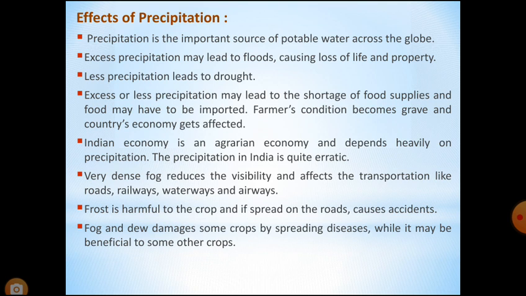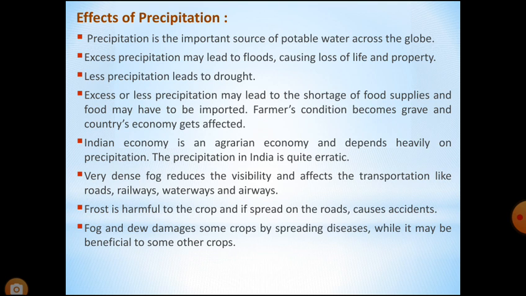Now we'll see what are the effects of precipitation. Precipitation is the important source of potable water across the globe. Here the meaning of potable means drinking water. Excess precipitation may lead to flood, causing loss of life and property. Less precipitation leads to drought. Here drought means a prolonged period of abnormally low rainfall leading to a shortage of water. It means that low rainfall or shortage of water.